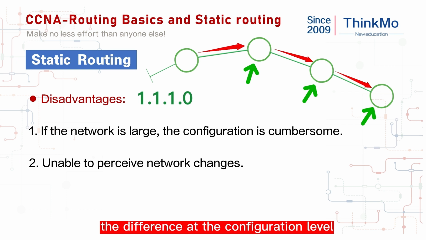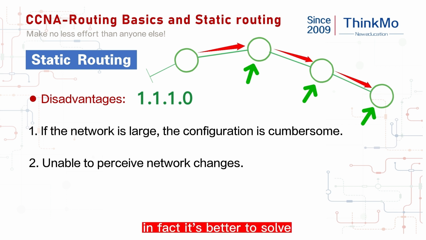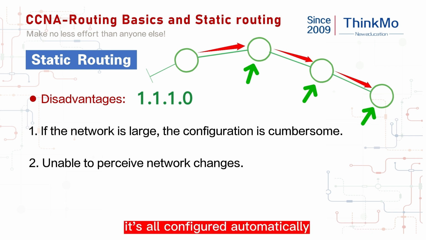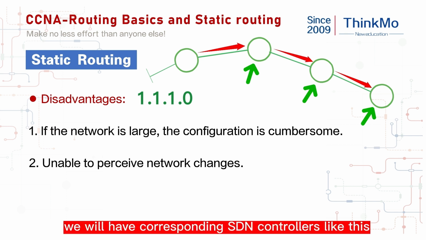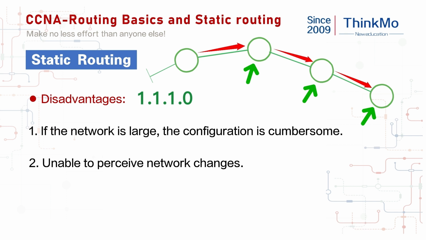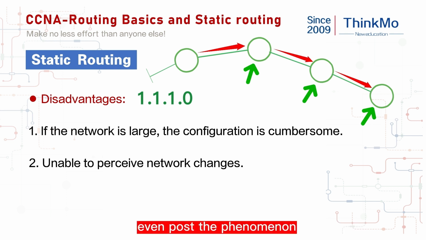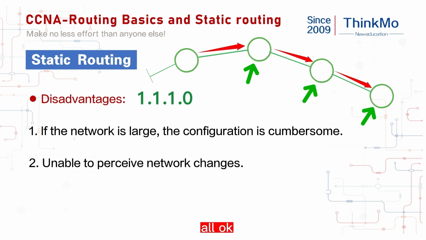The difference at the configuration level is, in fact, better solved. Because now for projects, the configuration of many projects at the beginning is all configured automatically with our templates, and changed inside. Including what we'll talk about shortly, we will have corresponding SDN controllers like this. We can send configuration to downstream devices. All okay.